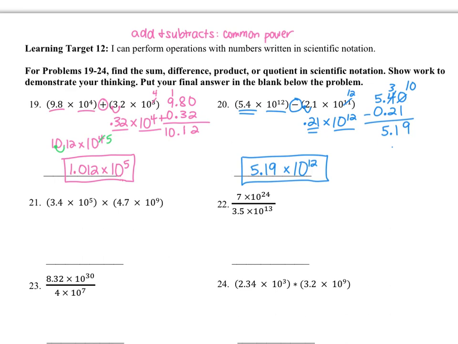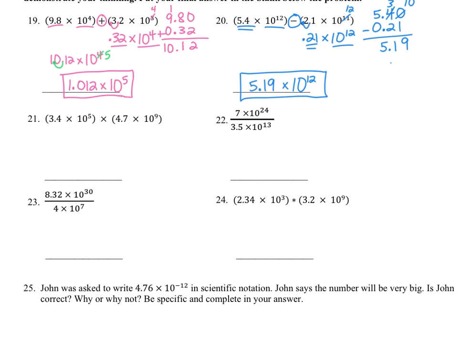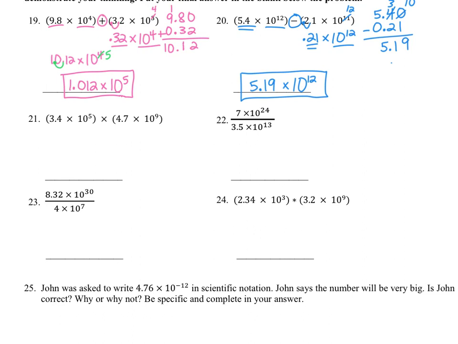For number 21, we are doing multiplication now. So this is a little easier because we don't have to get a common power. So all I'm going to do is rearrange the numbers. Since it's all multiplication, I can do it in any order that I want. So I'm going to do 3.4 times 4.7 times 10 to the 5th times 10 to the 9th. And I do that because it's really easy to multiply those powers of 10. It's 10 to the 14th because when you multiply two powers with the same base, you add the exponents. Then I'm going to come over here and multiply 3.4 times 4.7.